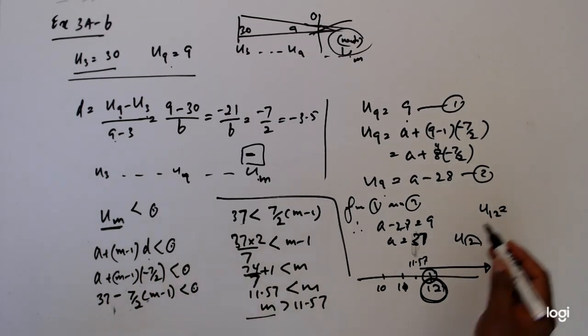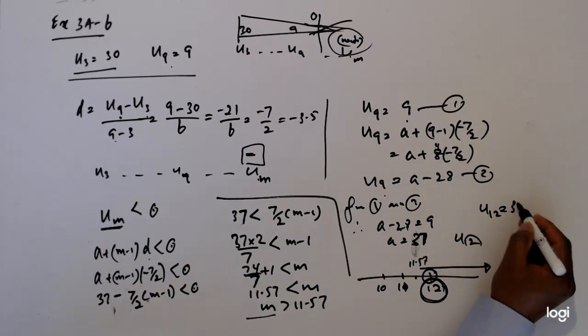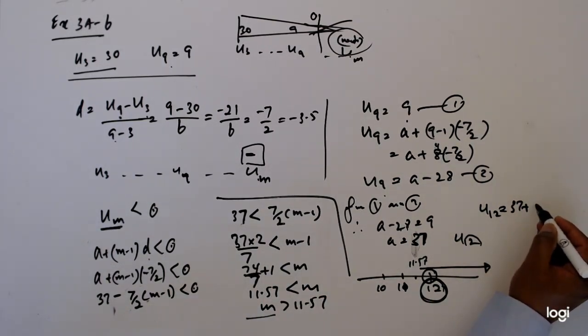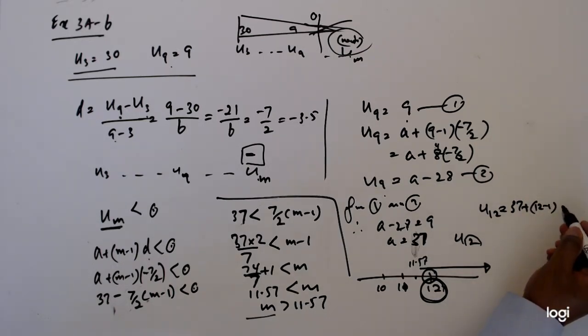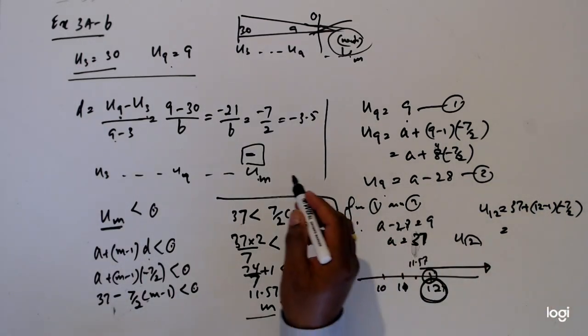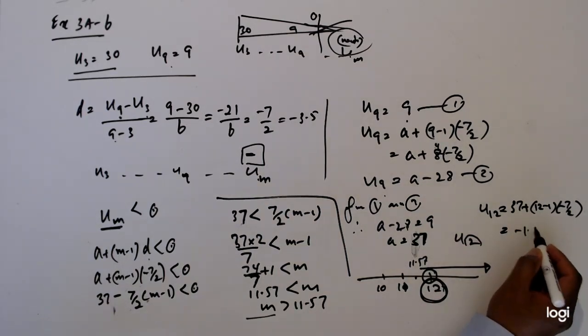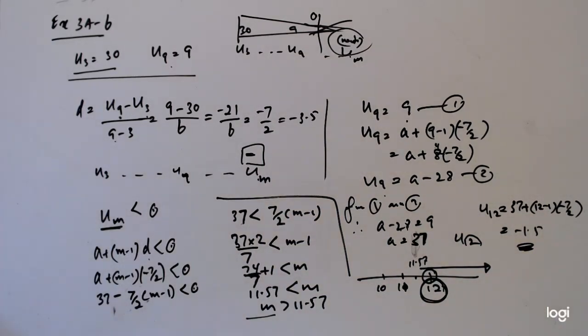U12 means A, and now we know that A is 37, plus 12 minus 1 times D. Now we found out D is minus 7 over 2. So this value has to be minus 1.5. We worked it out already.